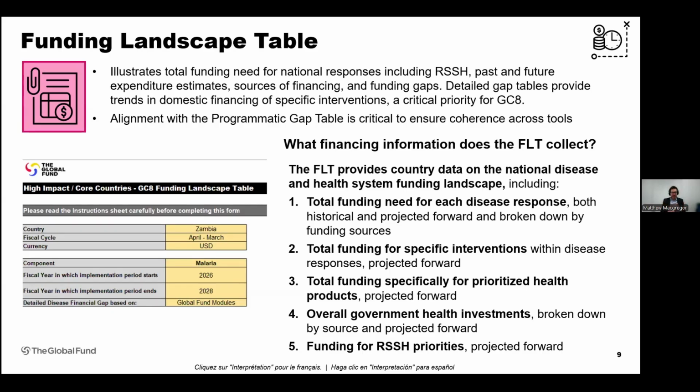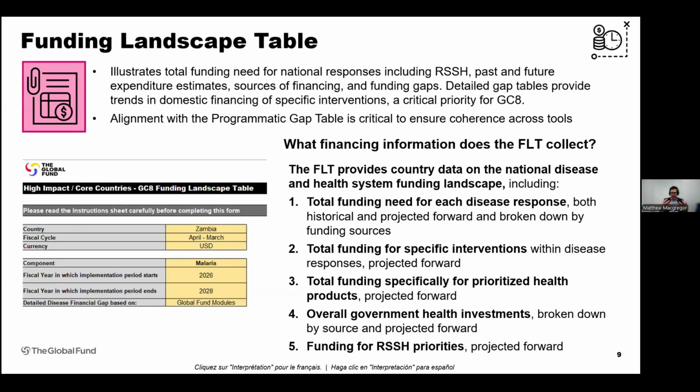A number of things. It collects the total funding need for each disease response at an aggregate level. And this is both historical and projected forward, and it's broken down by individual funding sources. So what's coming from domestic financing, what's coming from non-Global Fund external financing. It captures the total funding for specific interventions within the disease responses, projected forward. So understanding the financing across those individual interventions and the projections about what countries think they're going to be spending on moving forward.